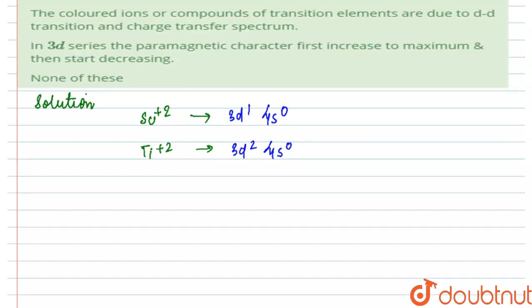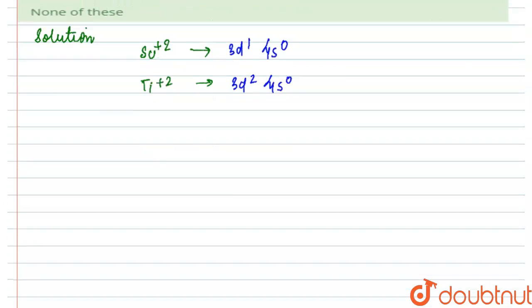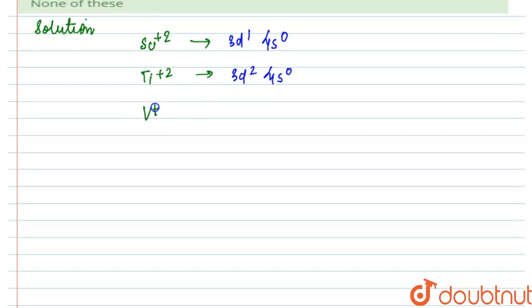Similarly, moving on to the next one, we have vanadium. So vanadium plus 2 has the configuration of 3d3 and 4s0. Similarly, we have the next one, that is chromium. So chromium plus 2 has the configuration of 3d4 and 4s0.